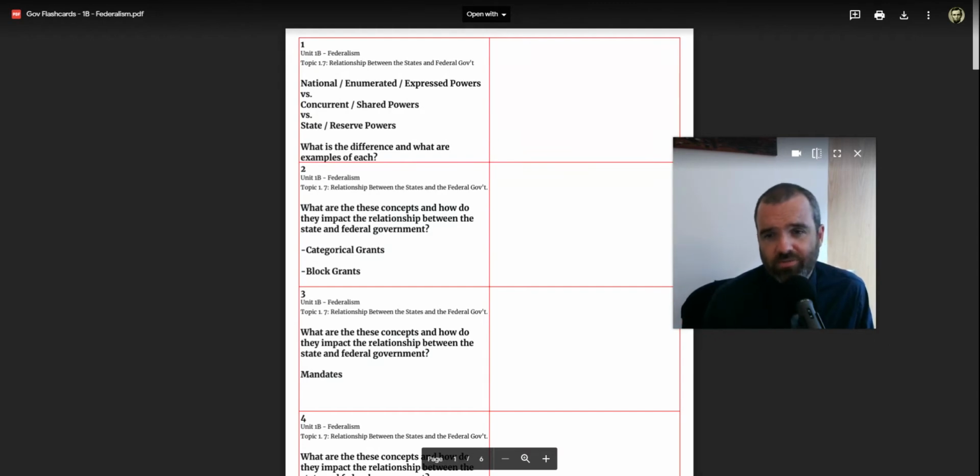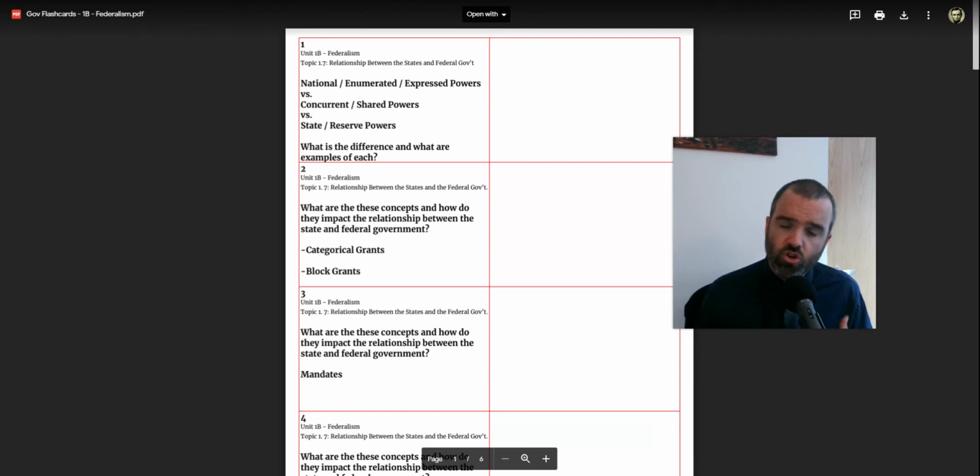So the first flashcard gets at the core of what federalism is, which is the idea that there's shared powers between the state and federal governments in our system, and that's a core constitutional principle. And so understanding that we have national powers, which are also known as enumerated or expressed powers. So there's a little terminology there that's important. If you see those phrases, know that they're talking about national powers. And then you have state powers, which you also call reserved powers.